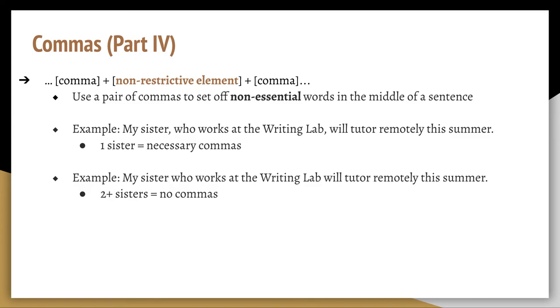In the second example, on the other hand, the lack of commas here implies that the speaker has multiple, at least 2 or more sisters, and because of this, the sentence does not require the use of commas. This clarifying information is needed or essential to maintain meaning and clarity.